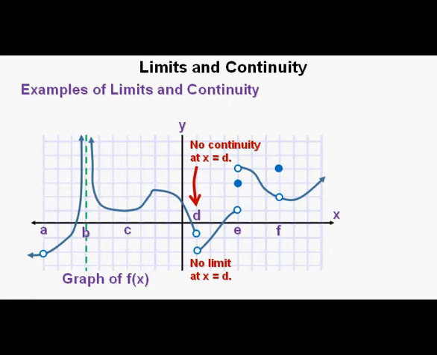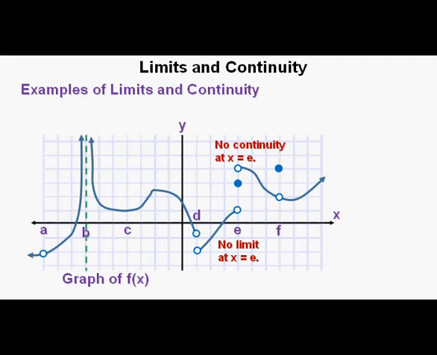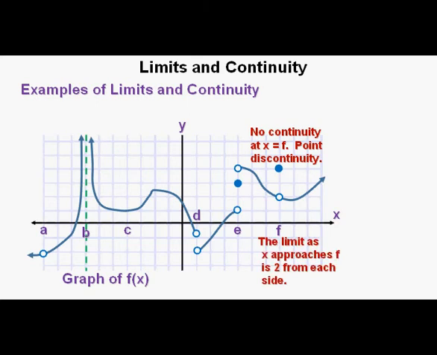Likewise, for an input value of e, there is no continuity because of the jump discontinuity. Also, there is no limit because the limits from the left side and from the right side are not the same. For an input value of f, the function is not continuous due to a point discontinuity, but there is a limit since the same value is approached from the left side and from the right side, and the value of that limit is 2.